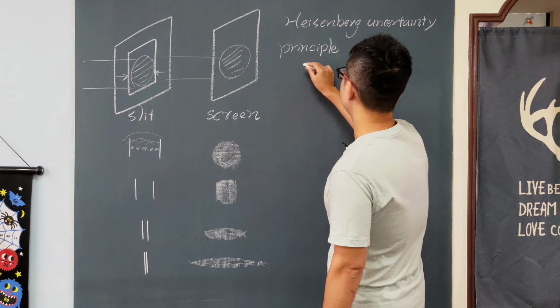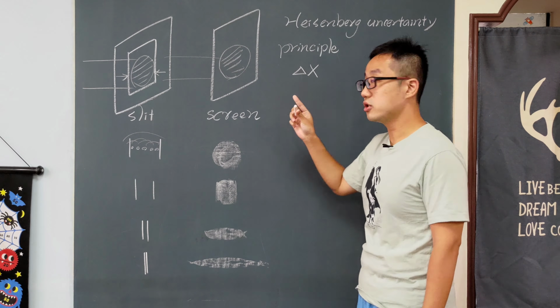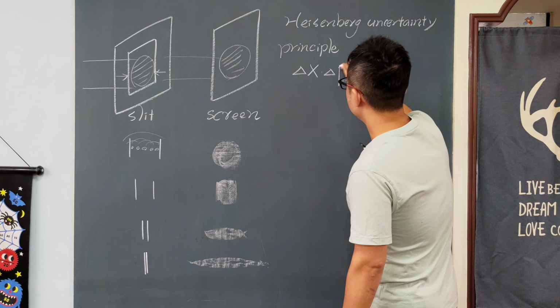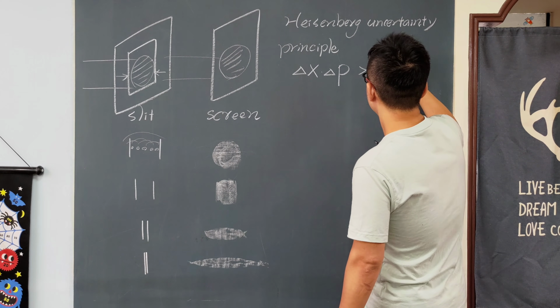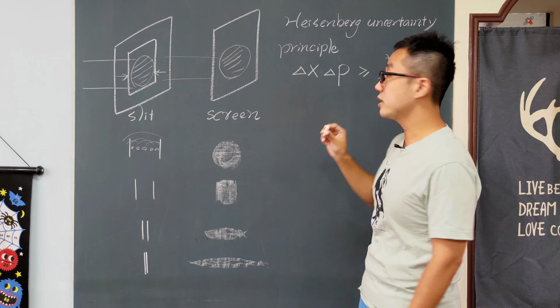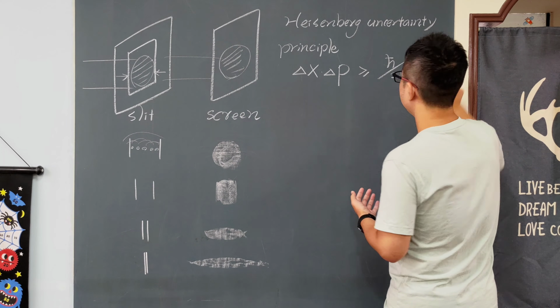And the Heisenberg uncertainty principle tells you that delta x, the uncertainty in position, times delta p, the uncertainty in momentum, should be greater than or equal to h bar divided by 2. Or you can say it's simply h divided by 4 pi.